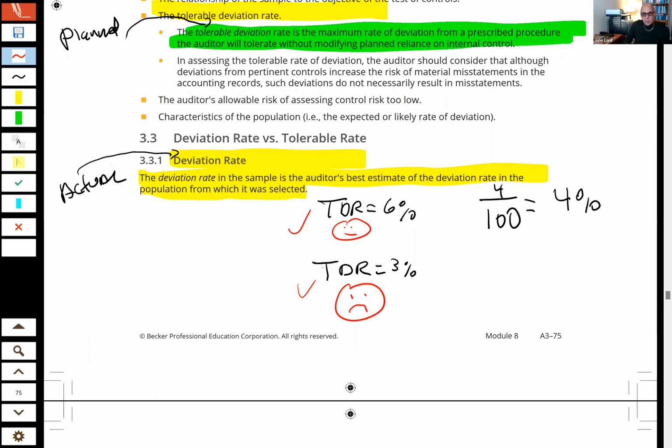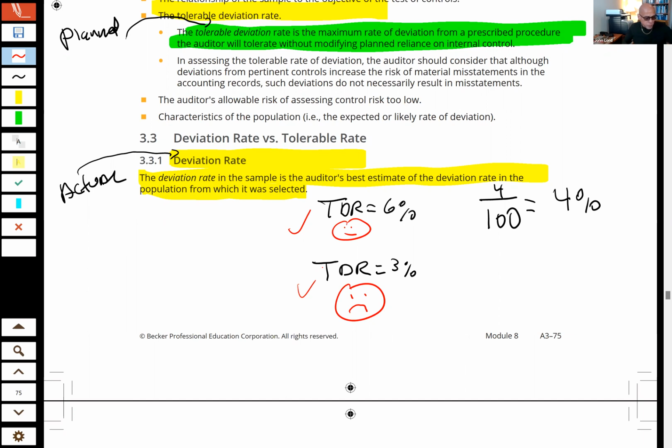And then it depends on the importance of the account balance. How material is the account balance as it relates to the overall presentation of the financial statements? There may be qualitative aspects that make this account balance more important. So I want to make sure that there's hardly any deviation from the prescribed control, et cetera.